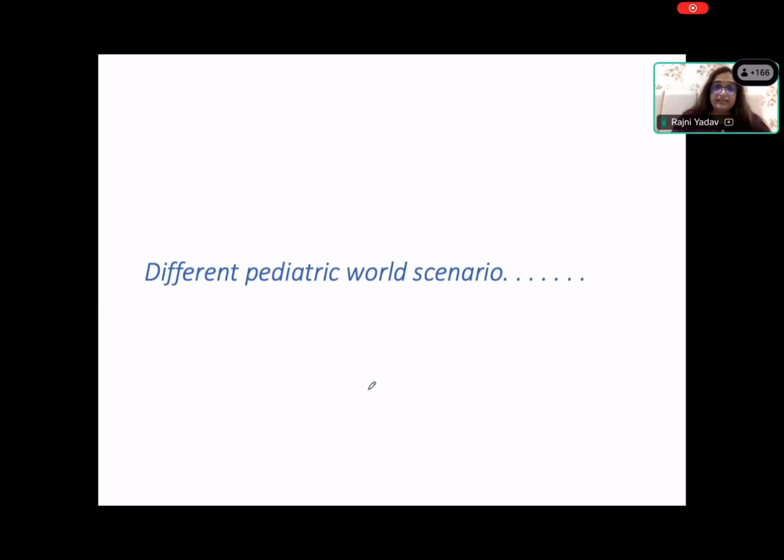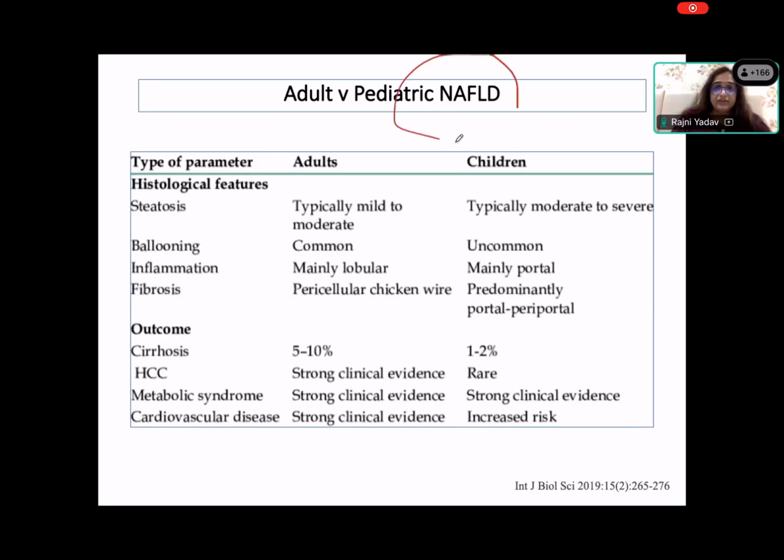Now the pediatric world, that's a different scenario. Why is that different? See, if we talk about NAFLD, in children NAFLD is exactly opposite to adults. In adults, the disease is zone 3 based, whereas in children it is zone 1. So zone 1 is affected. You have the steatosis, inflammation, fibrosis, everything in the periportal area, and ballooning is more uncommon.